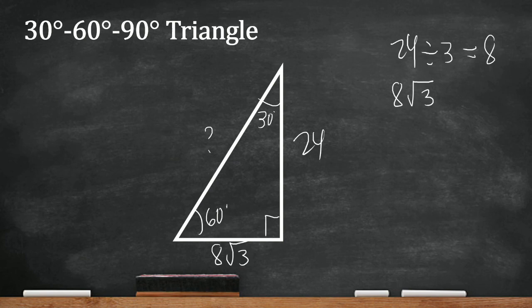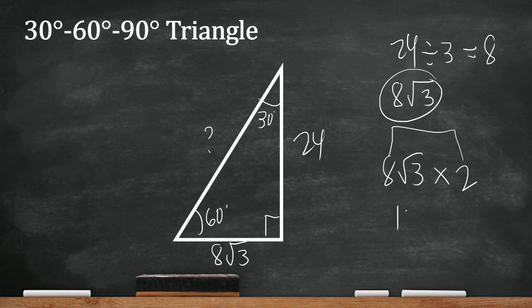To find the measurement of the longest side, copy 8 square root of 3 and then multiply it by 2. So 2 times 8 is 16, and then copy square root of 3. So you're given 16 times the square root of 3.